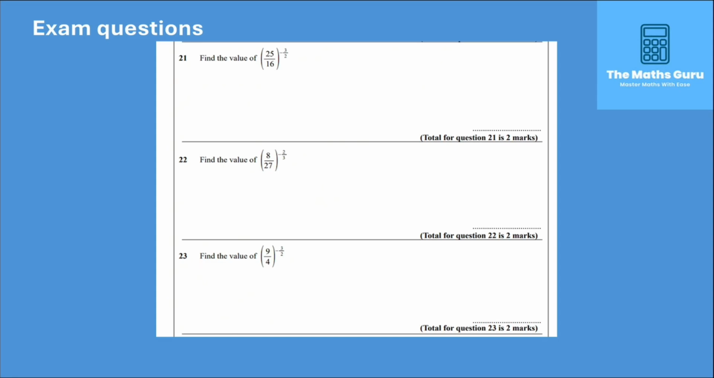Okay, looking at our next set of questions, we have 25 over 16 to the power of negative 3 over 2. We have to flip the fraction to get rid of the negative, so we have 16 over 25 to the power of 3 over 2. Looking at our denominator, it means we have to square root top and bottom. Then looking at our numerator means we have to cube our individual top and bottom, which is going to be 4 cubed over 5 cubed, which is going to be 64 over 125.